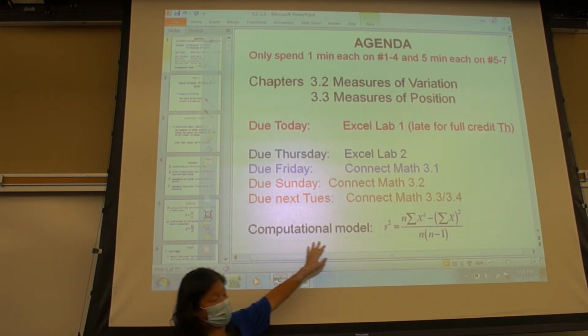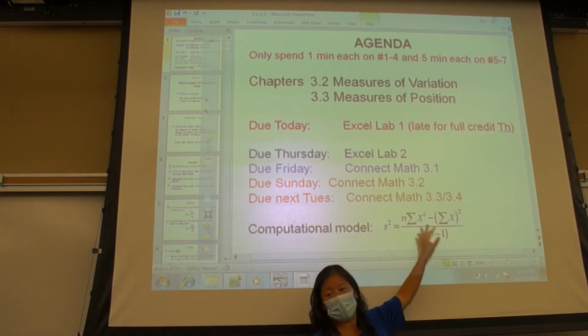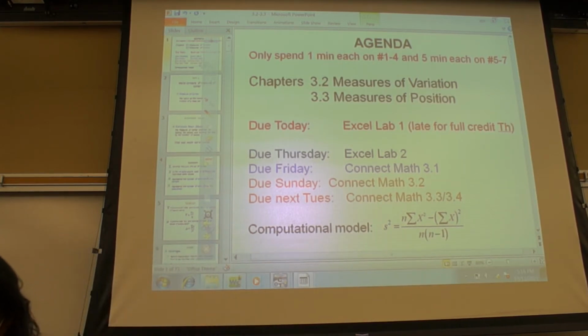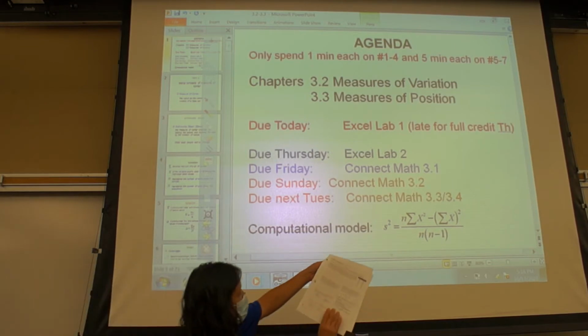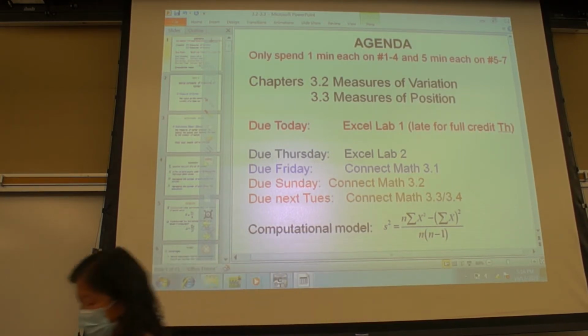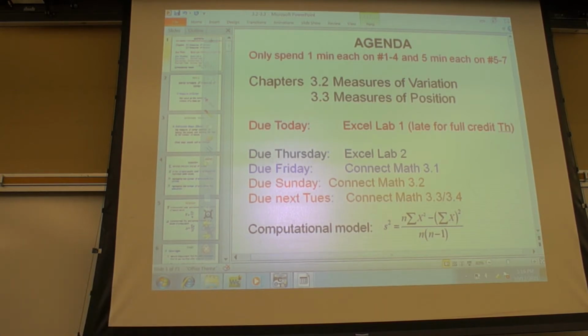You're going to need, for the quiz, this computational model, which you all have written down, hopefully, on the bottom of page 3 of your notes. Here it is again, and it'll come up during the course of today.